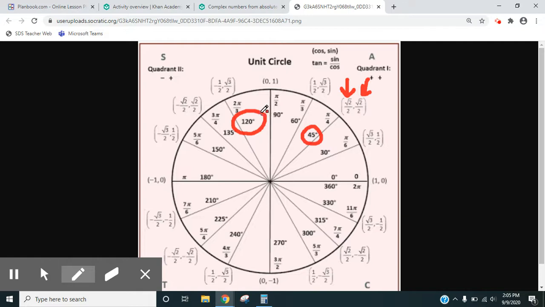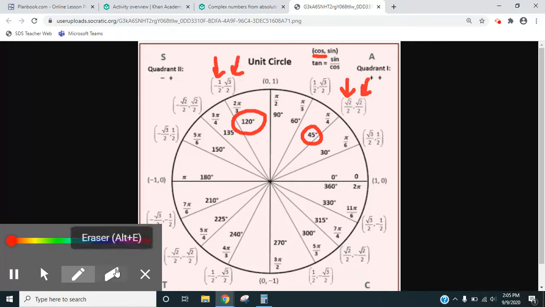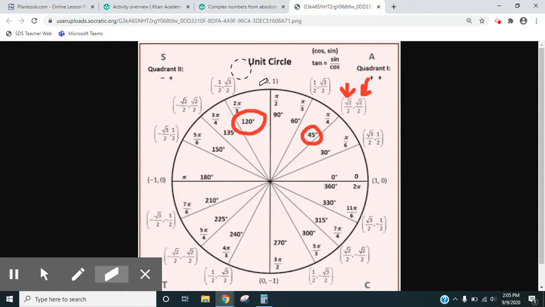If they ask me to find what is the exact terms of the cosine of 120, I go to 120, just the random angle, right? The cosine is first. That's what it tells us over here. The sine is second. All right, let's clear all that off.